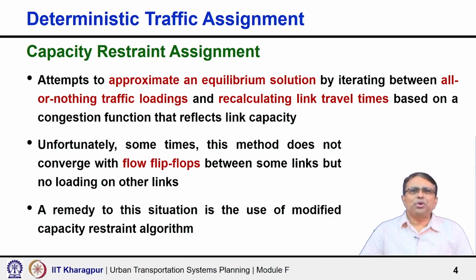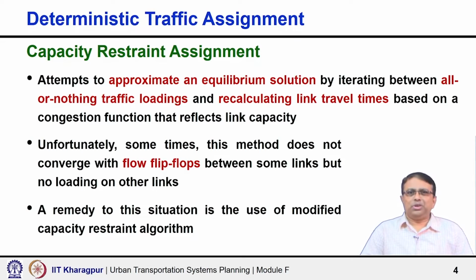It attempts to approximate an equilibrium solution by iterating between all or nothing traffic loading and then recalculating link travel time based on a congestion function that reflects the capacity. Please observe this part: based on a congestion function, travel time function, cost function, whatever you say, that reflects the capacity. So capacity is somehow considered inside that calculation. So I recalculate the travel time, and my capacity is really considered there.